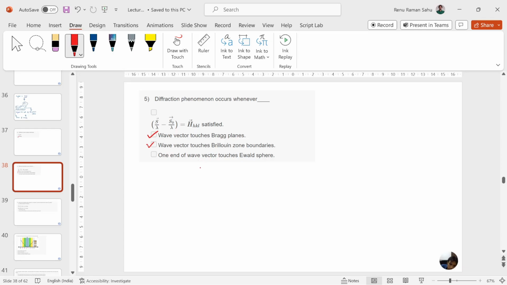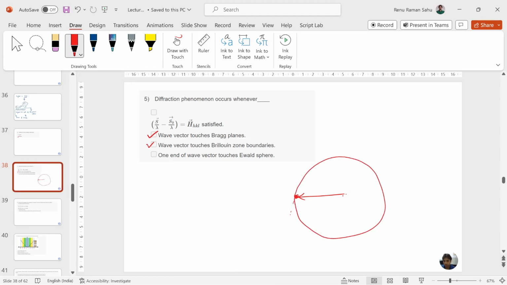What is the Ewald sphere, sir? I forgot. The Ewald sphere is this one, like we had drawn. This is a reciprocal lattice point, and we draw a sphere. Sorry, this is not a good sphere, but you understand that this is a sphere. Yes.